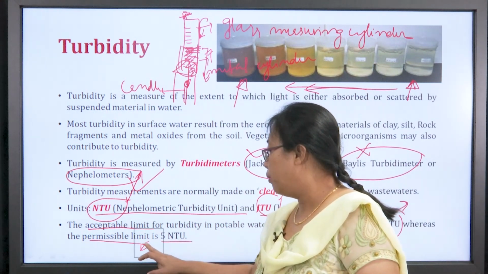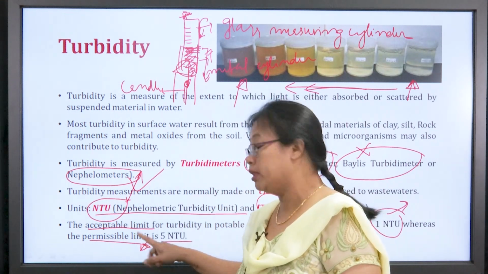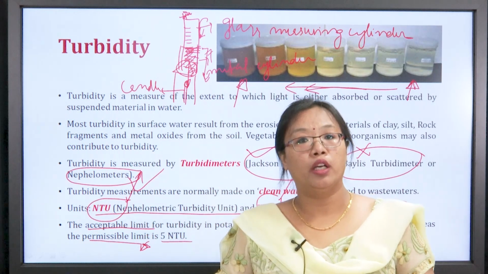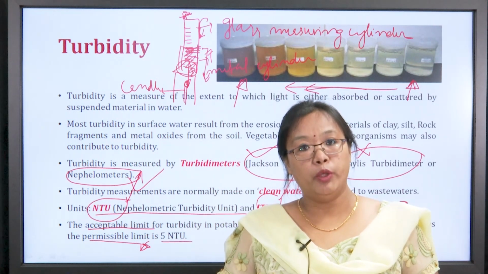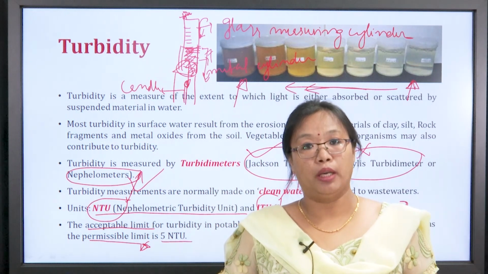And permissible limit is the maximum value which is allowed. After this permissible limit, this water will not be allowed. We won't be allowing people to drink it. It's not going to be potable after this.